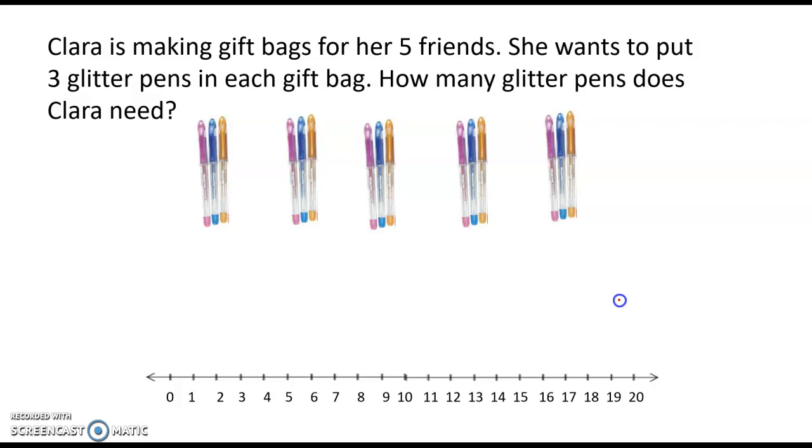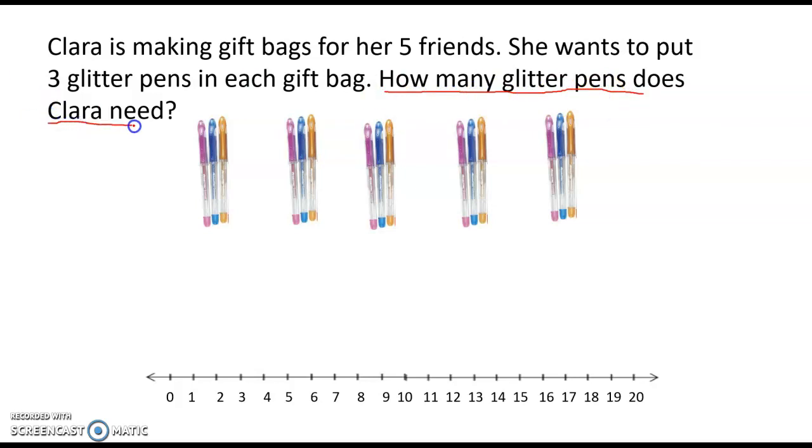Clara is making gift bags for her 5 friends. She wants to put 3 glitter pens in each gift bag. How many glitter pens does Clara need? Take a second and decide, what is this question asking me to find? Okay, we're trying to find how many glitter pens Clara needs.